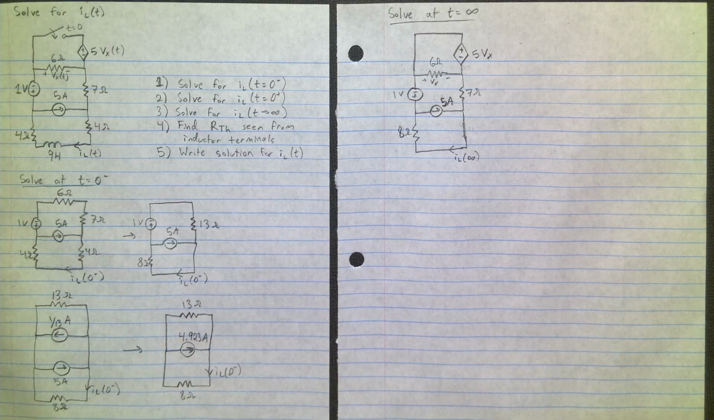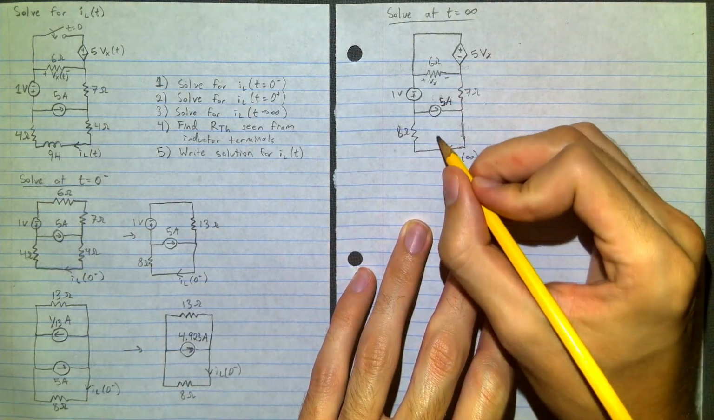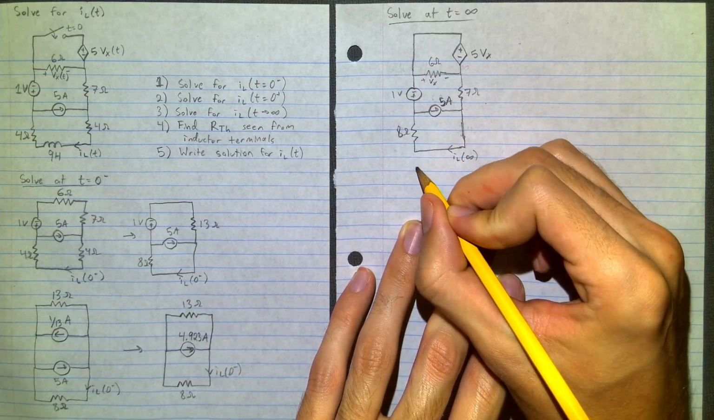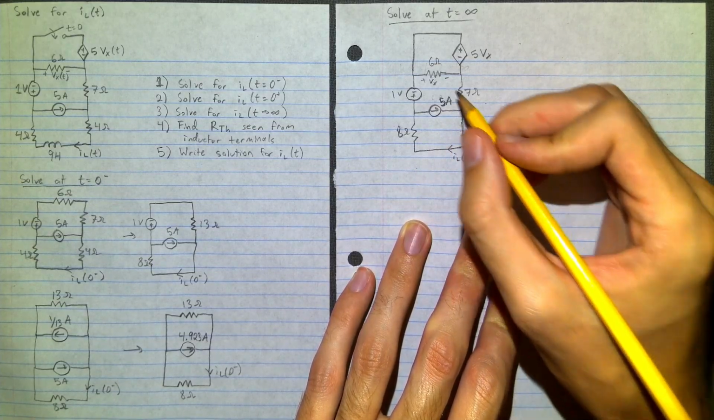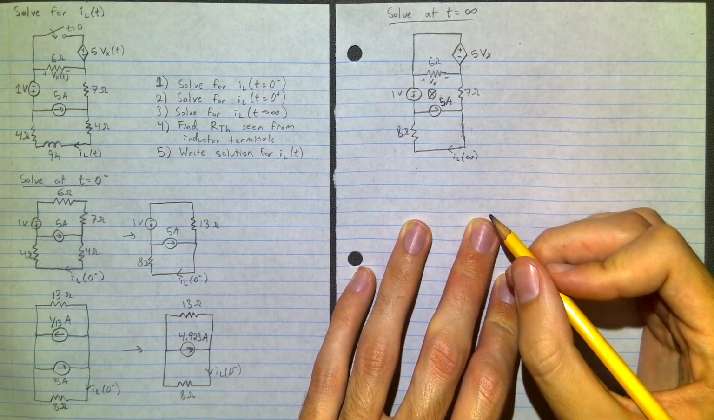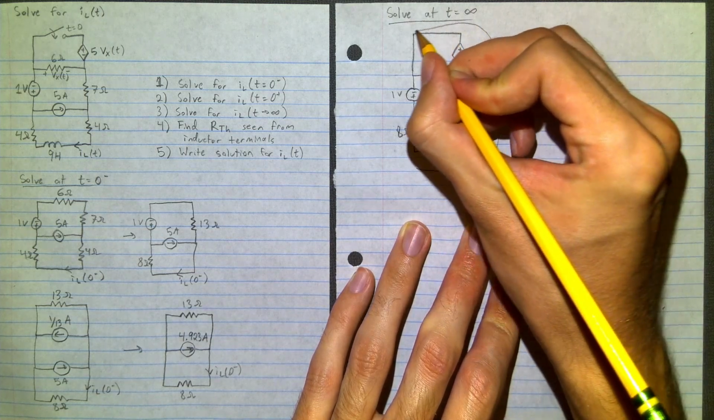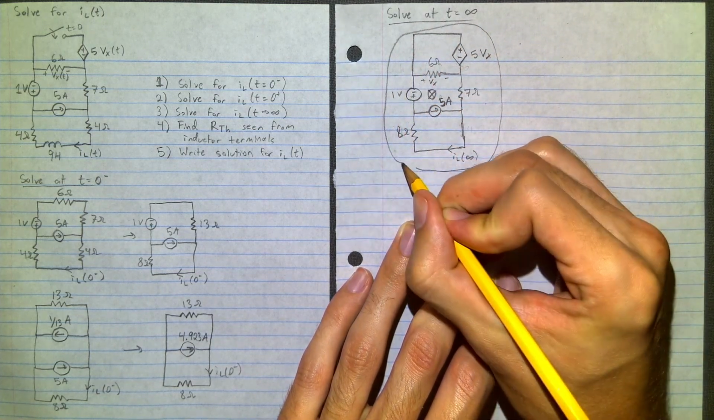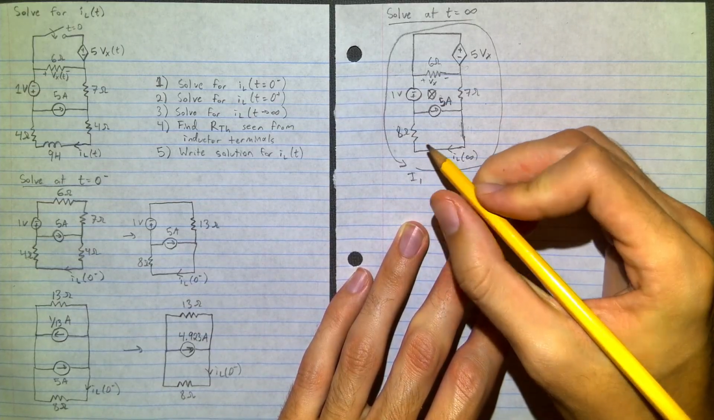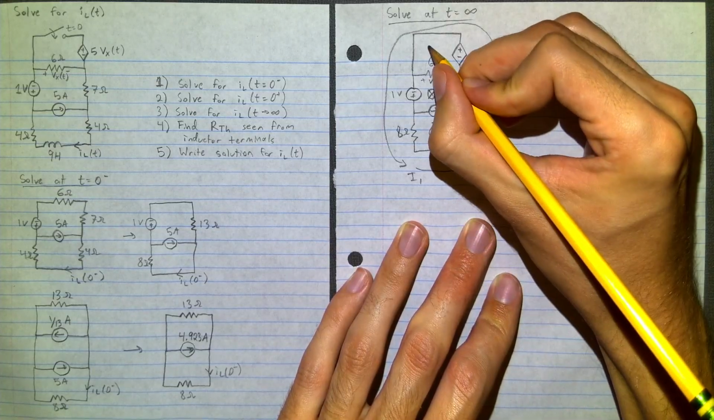And we're going to use mesh analysis. We could use either nodal or mesh analysis, either way. We're going to use mesh analysis, so we'll choose the inner mesh here to be the reference mesh, the outer mesh to be I1, this I2, and I3.